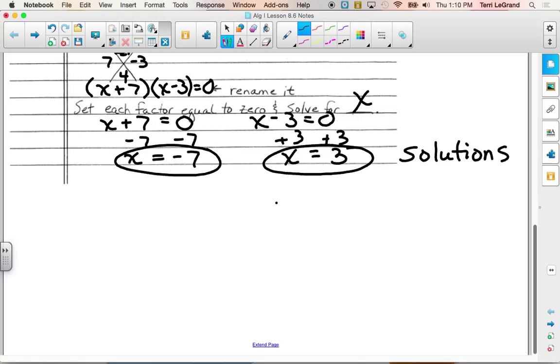Okay, I want you to verify that on the graph. I want you to go put that into y equals. I want you to put in our x squared plus 4x minus 21, and see if it does cross the x-axis at those two locations.